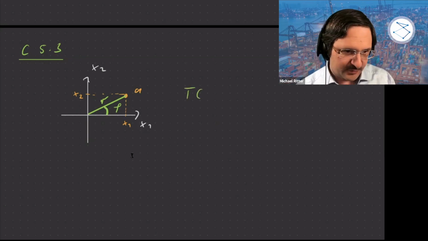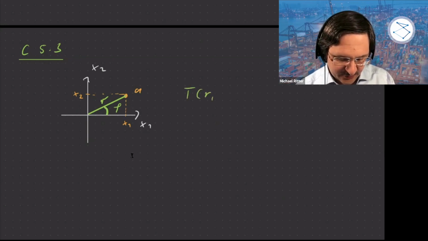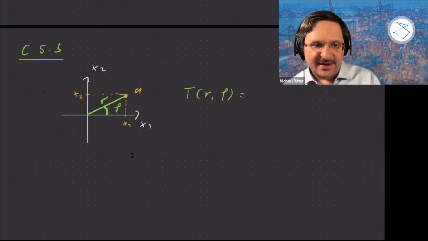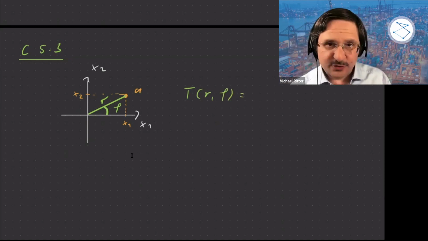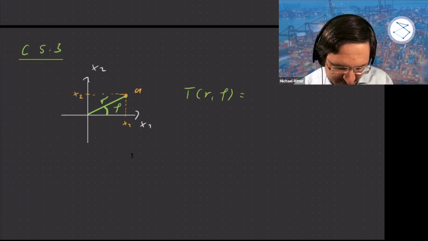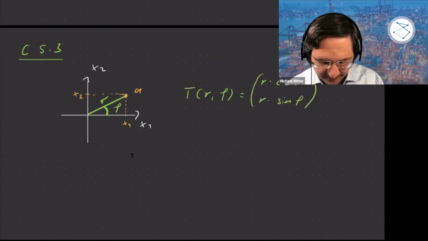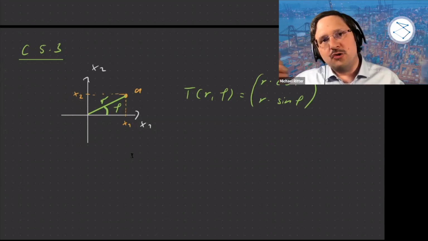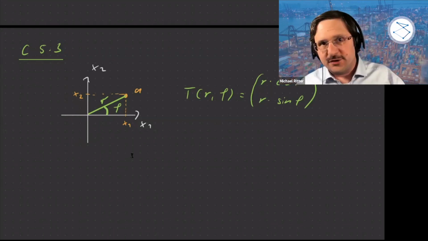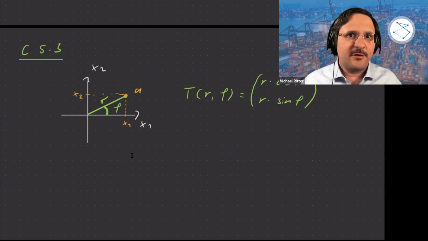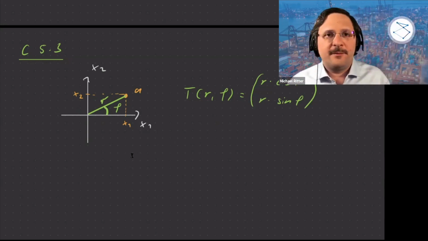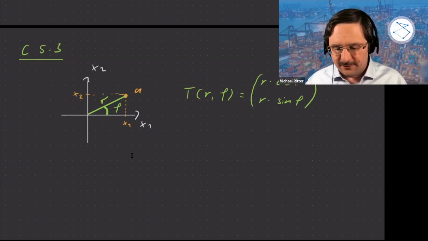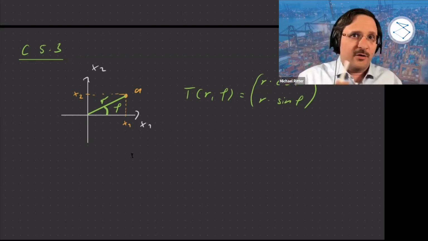And that works, we'll call that T. That transformation works by assigning to a radius r and an angle phi the corresponding Cartesian coordinates, and those are simply given as r times cosine of phi and r times sine of phi. So this is the transformation that maps polar coordinates into Cartesian coordinates. And of course, with suitable restrictions on radius and angle, you can invert that function to get from Cartesian to polar coordinates if you want to.